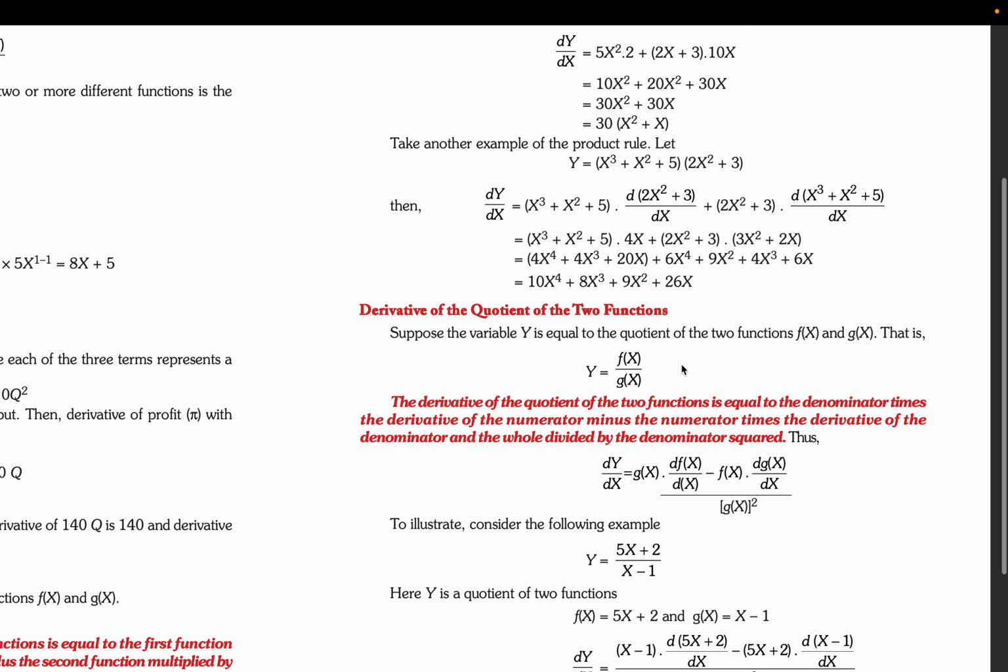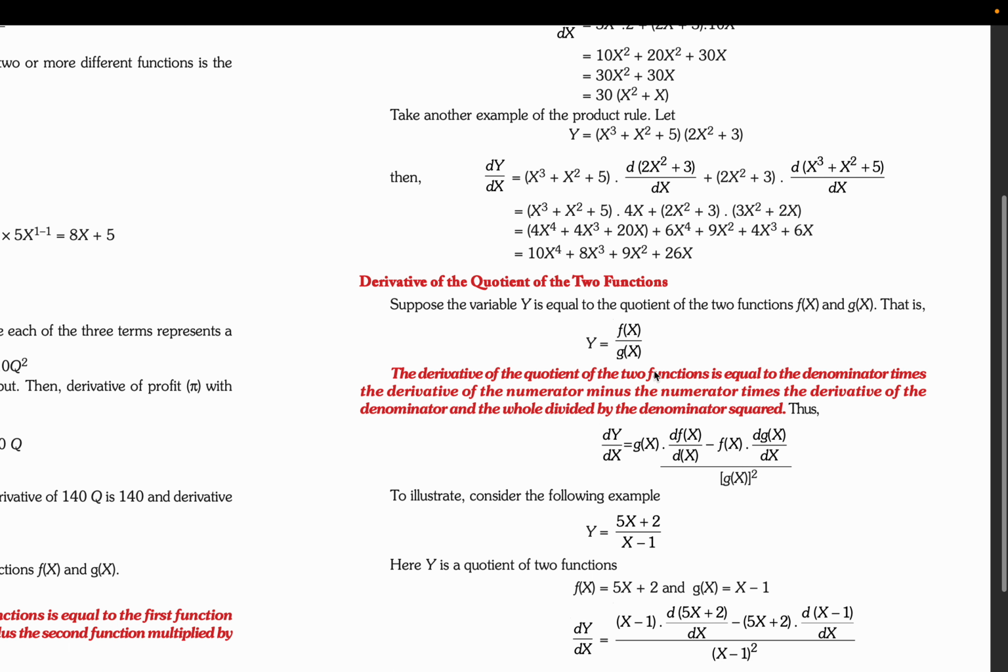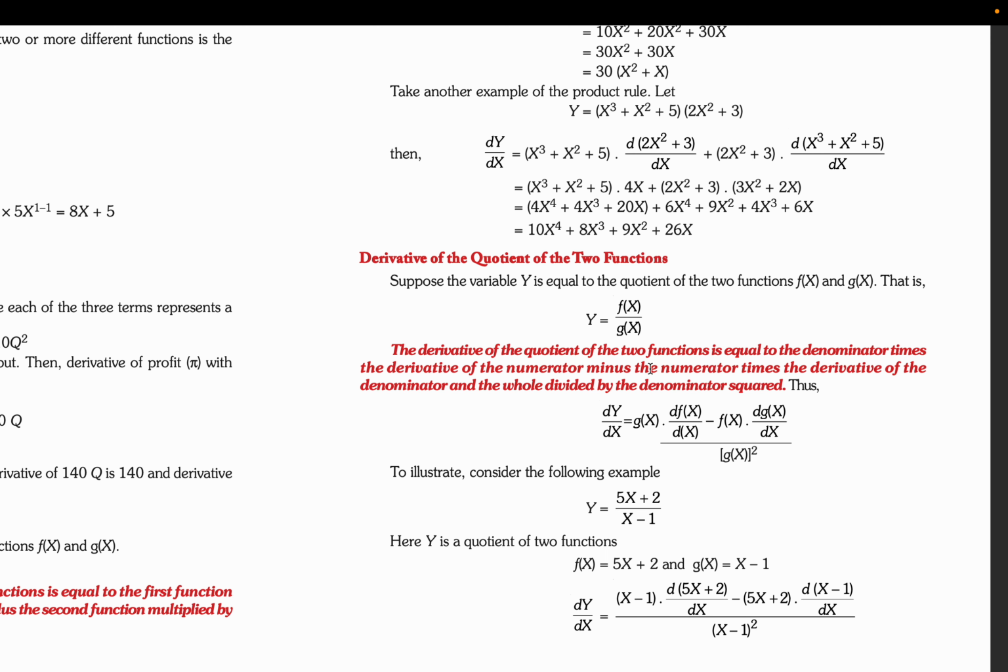Derivative of the quotient of the two functions, if these are the two functions, how do you take the derivative of both of them? So the derivative of the quotient of the two functions is equal to the denominator times the derivative of the numerator minus the numerator times the derivative of the denominator, and the whole divided by the denominator squared.